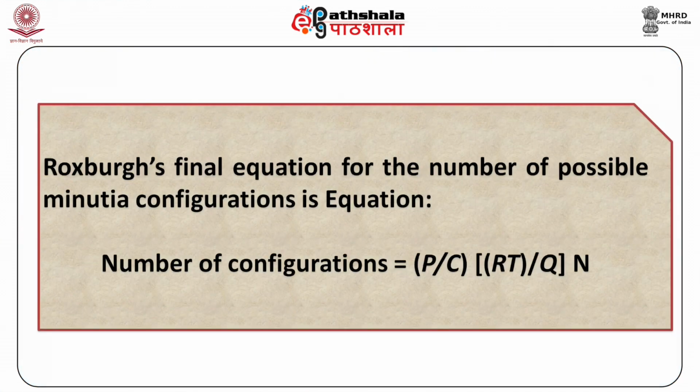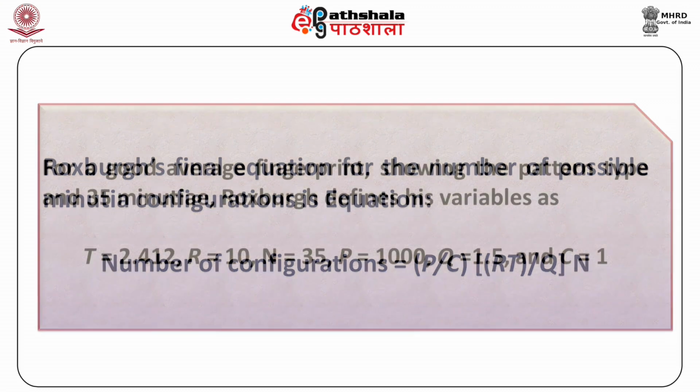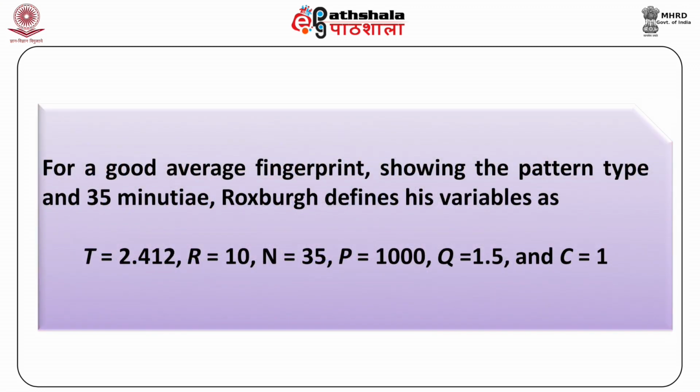Roxburgh's final equation for the number of possible minutiae configurations is: number of configurations is equal to P over C, times R^T over Q^N. For a good average fingerprint showing the pattern type and 35 minutiae, Roxburgh defines his variables as T is equal to 2.412, R is equal to 10, N is equal to 35, P is equal to 1000, Q is equal to 1.5 and C is equal to 1.